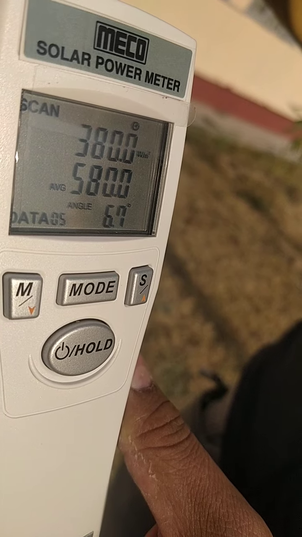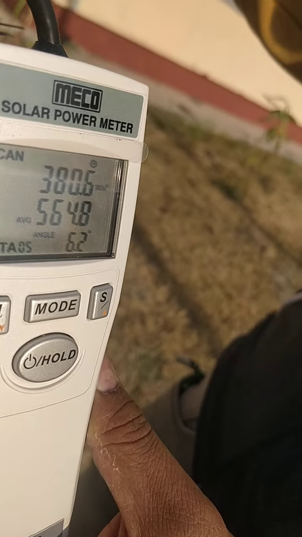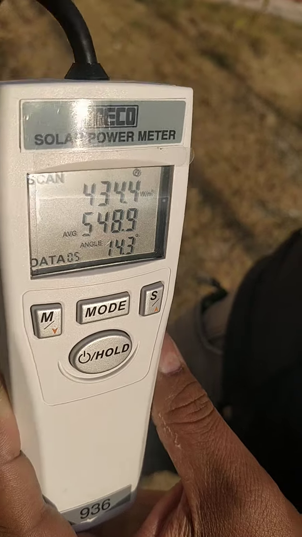Again we are reducing the angle. At around 2 degrees or 6 degrees, our intensity is going to be reduced. So the intensity will reduce as per the tilting of this photodiode, and also with the intensity of the sun rays.